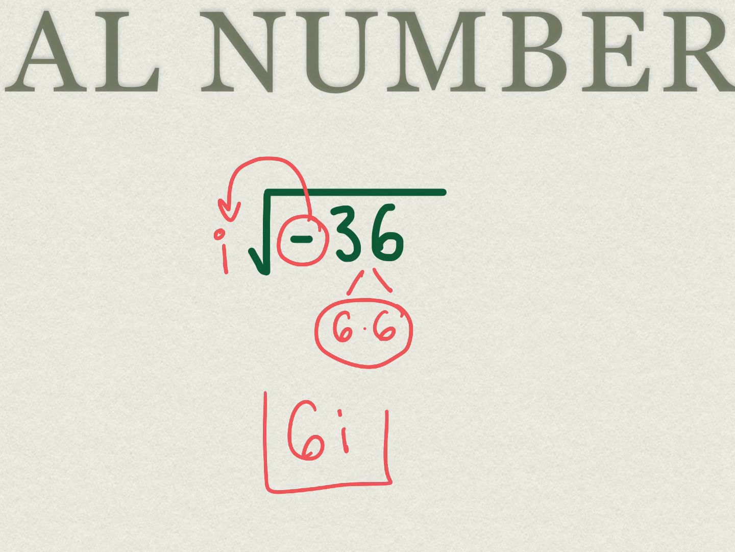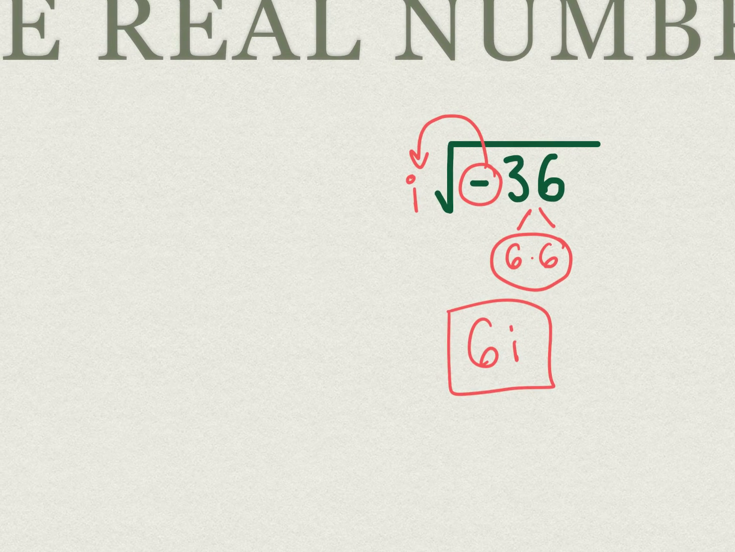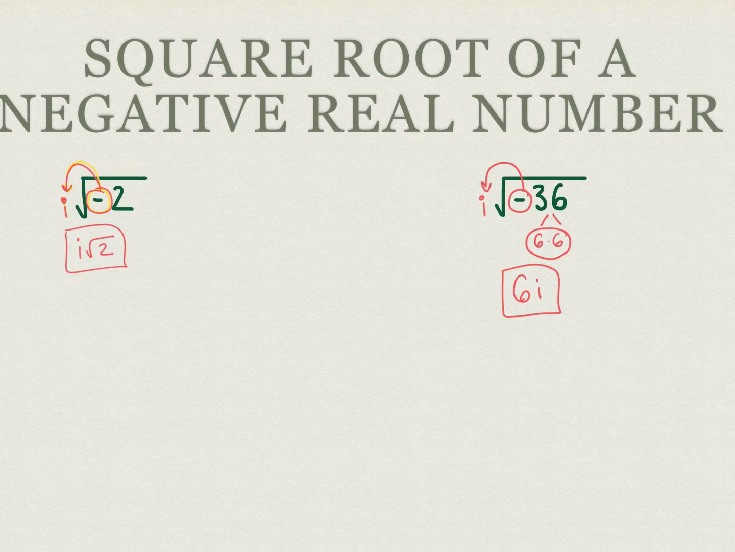So you write the number before the i, or if it's a square root, you write the i before the square root. So notice the order here and the order here. So you would write the number before the i.